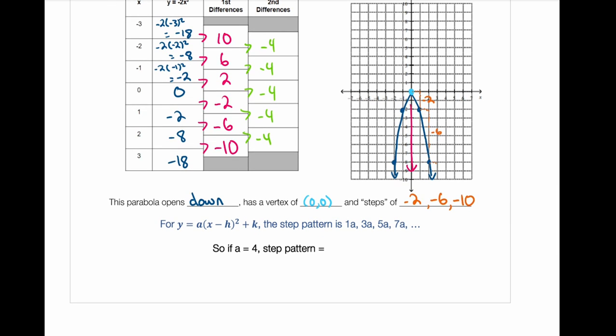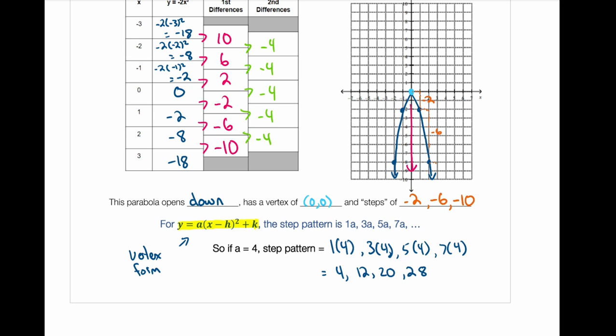So in general, if we have an equation of a quadratic, and this is our general form, or what we call the vertex form, which we'll be looking at first, the step pattern follows 1a, 3a, 5a, 7a. Basically 1 times the a value is our first step, up or down, then 3 times the a value, and so on. For example, if a was equal to 4, our step pattern would be 1 times 4 for our first step, 3 times 4 for our second step, 5 times 4 for our third step, and 7 times 4 for our fourth step, and so on. So our step pattern would actually be 4, 12, 20, and 28.